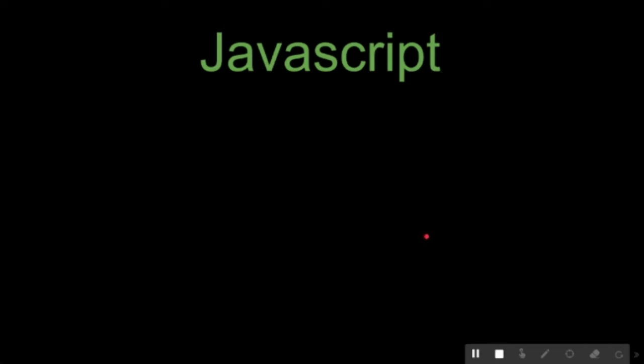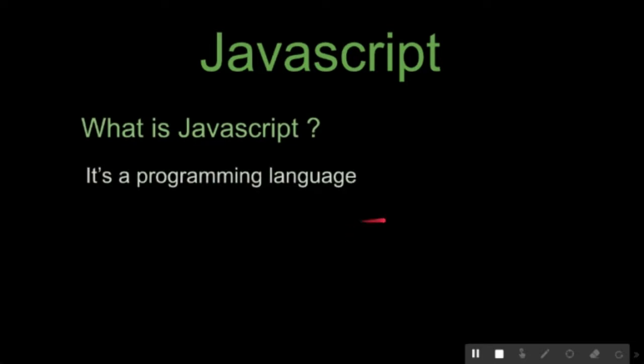In these videos, I hope to teach you some JavaScript. So let's begin. What is JavaScript? It's a programming language. Everything that we do on a computer is written using a programming language. There are many different programming languages, and JavaScript is one of them.